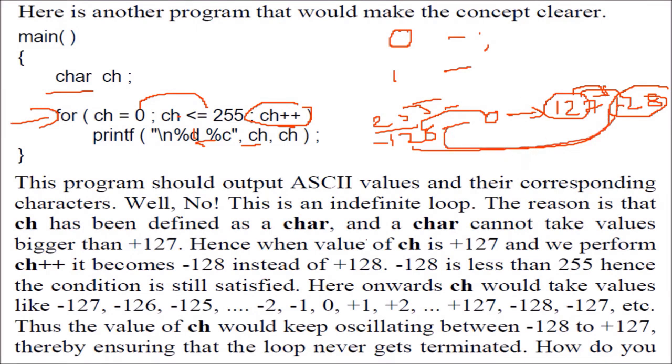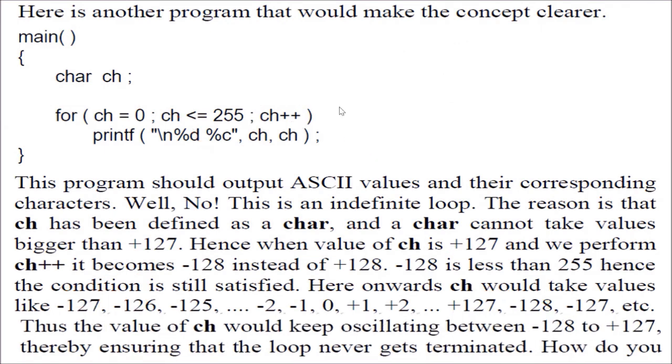I hope you got the idea. It goes from 0 to 127, then it again goes back to minus 128, and then it increments again, because ch++ means it will increment the value. If you add 1 to a negative, it goes up. So again it will come here, and as you go ahead, it will go again and again. So this will actually oscillate between these two values, and you will not be able to see anything.